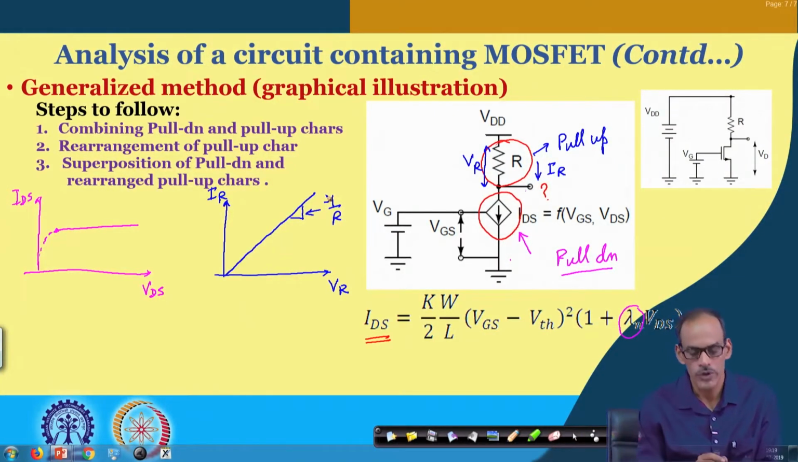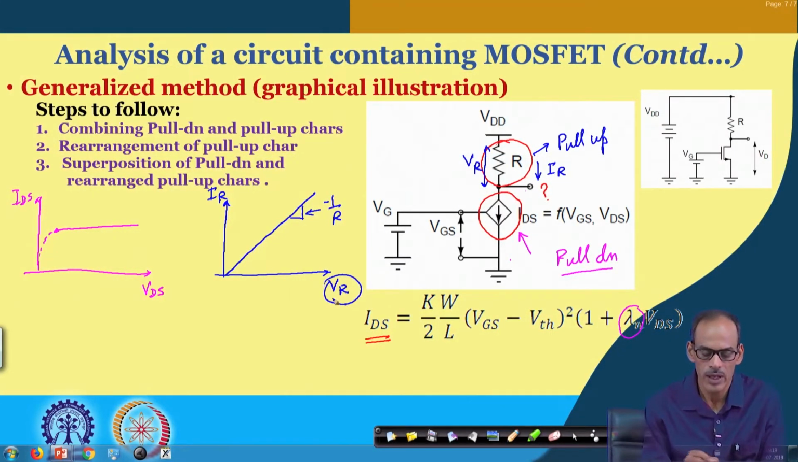And so, if we combine these two characteristics, then they will give us the solution. But since the x axis here is VR, and there we have VDS, they are not the same. In fact, VR, if you see here, is nothing but VDD minus VDS.